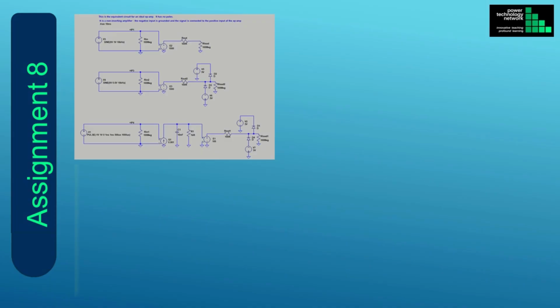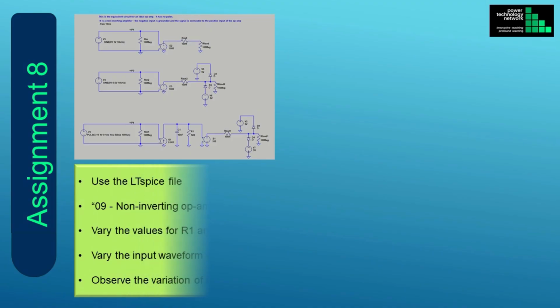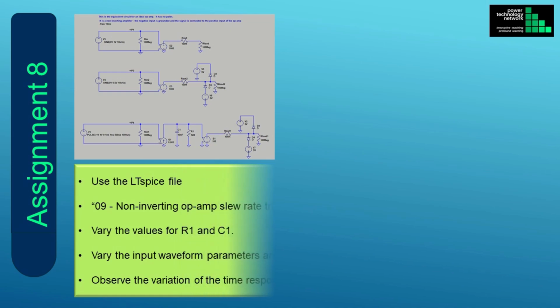Use this LT SPICE file, with the title shown in the slide, to run the LT SPICE simulation. Vary the values for R1 and C1, the slew rate circuit components, and observe the effect on the output signal. Compare the input and output signals by plotting them on the same graph. This is the best way to analyze the effect of the slew rate circuit. Also vary the input waveform parameters and wave shape.